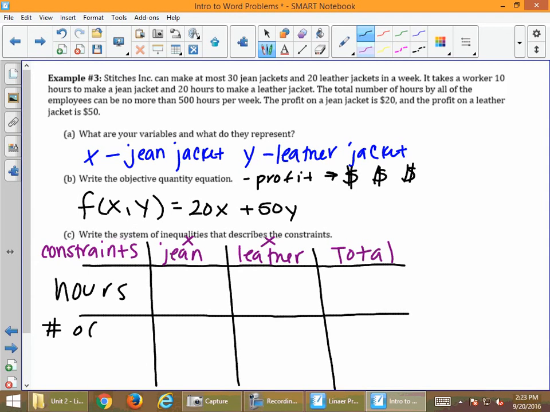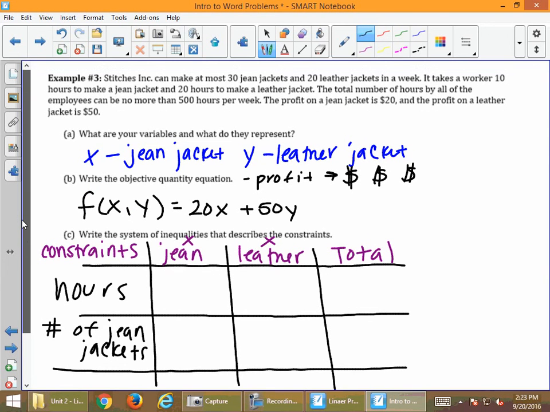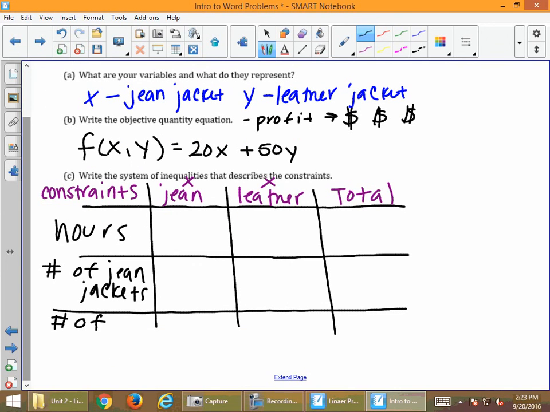Can we just say jackets for number of jean jackets and leather? Nope, it'd be individual. So the number of jean jackets and number of leather jackets. This is where it's a little different. We'll see here in a second. Because there's a limit on the number of jean jackets you can make, and there's a limit on the number of leather jackets you can make, so they're separate.